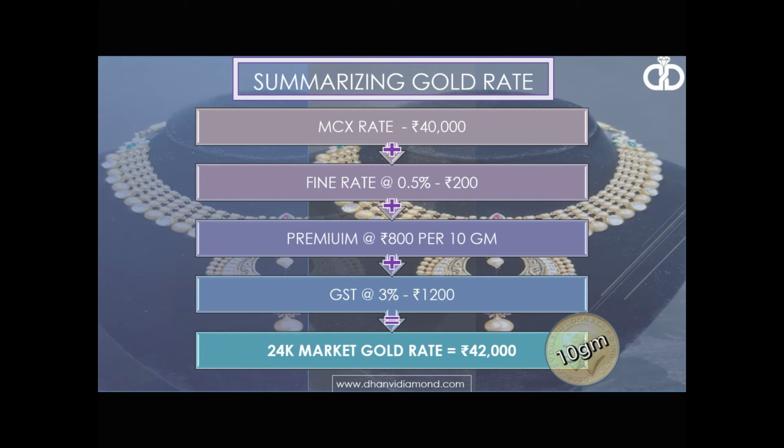This is the market gold rate on which you will buy gold or jewelry. For example, if you're going to buy 22 karat jewelry, you will multiply this price by the respective percentage of that caratage. If it's 22, as I told, it will be 92% of this price. This is how the gold price is derived. Similarly, you can derive silver prices as well. We take the MCX rate, then add 0.5%, then the current market premium, and then the GST. So we'll derive the silver rate.